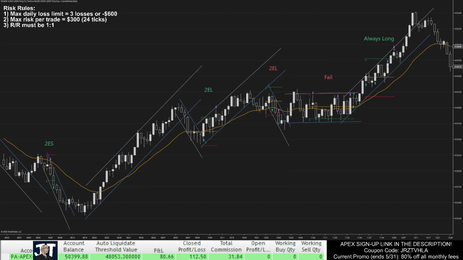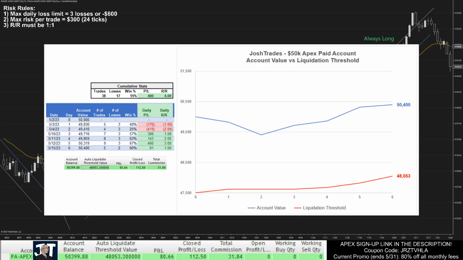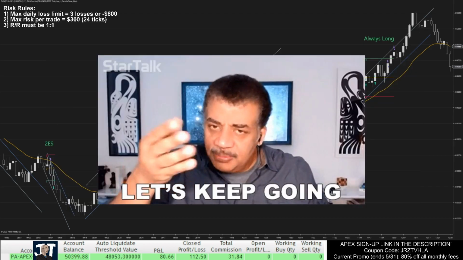Anyway, I'm still content with the small green day, which has brought the account up to 50,400. I'm trading with smaller size than I did on the previous evaluation account to prioritize capital preservation now that I'm trading a paid account. Hopefully we'll have smaller swings on this account and see a slow and steady trajectory upwards. So far this has been the case, so let's keep it up.